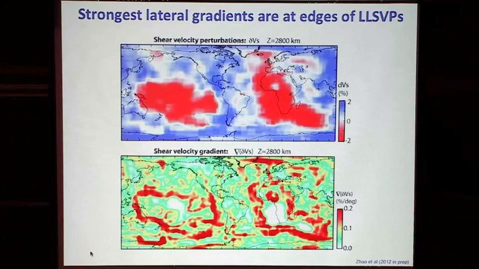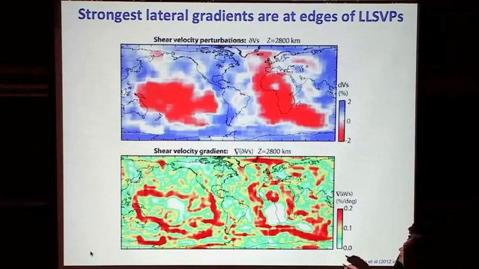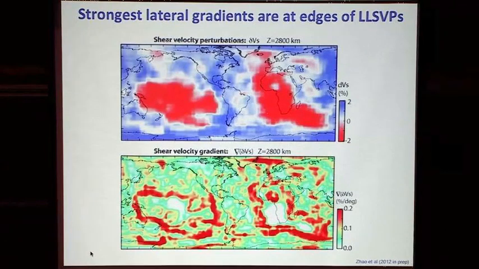So what you see here is the strongest change in tomography in D-double prime is surrounding these things. So the LLSVP margins have the highest rate of change of velocity. That's consistent with this being discontinuous, the red stuff being something that's different from the rest of the lower mantle. This doesn't prove it in any way. Sir?